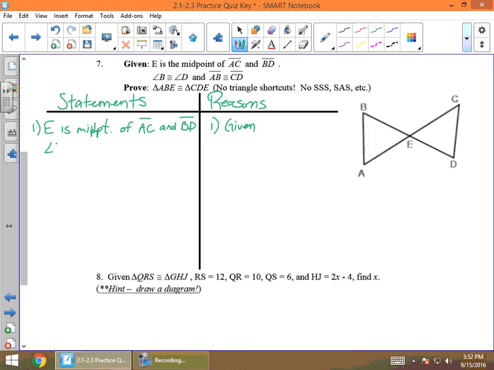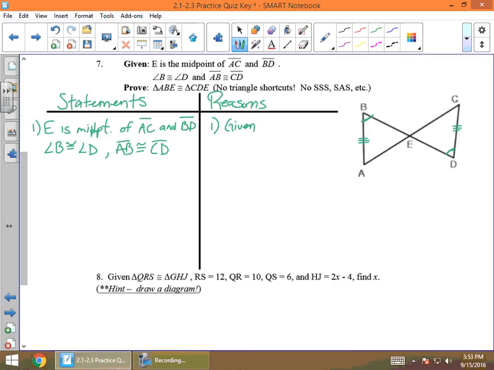We have angle B is congruent to angle D. I'm going to go ahead and mark that over here. So B is congruent to D. And also that segment AB is congruent to segment CD. All of this stuff is all given. I'll mark this as well. AB right here, and CD right here. Those are the same.